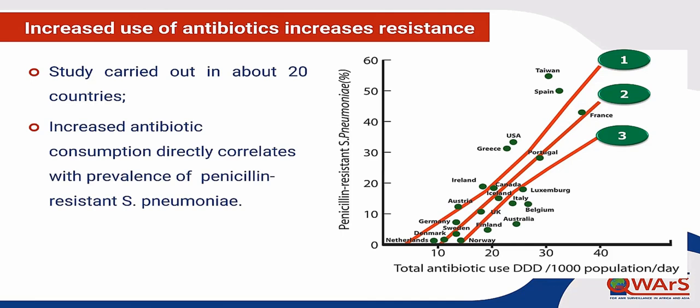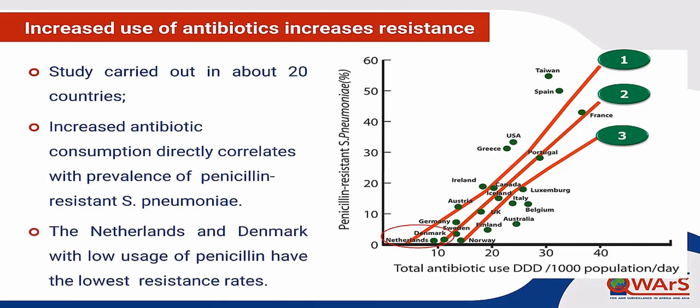The general conclusion is that there is a positive correlation between the quantity of antibiotics used and prevalence of penicillin-resistant Streptococcus pneumoniae. Countries such as the Netherlands and Denmark, with very low usage of penicillin, showed the lowest resistance rates. These findings show that reduction of antibiotic use or consumption is an important strategy in AMR prevention and control.